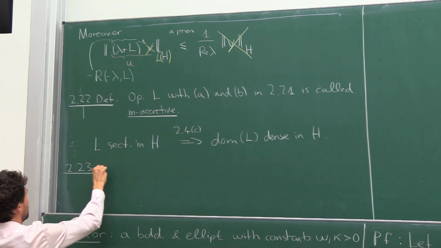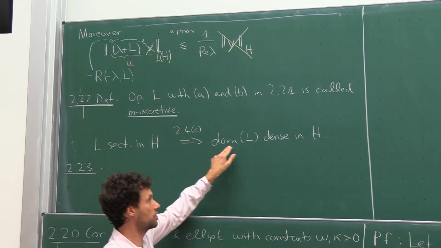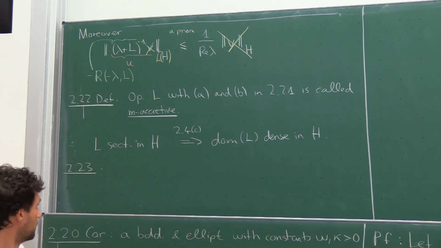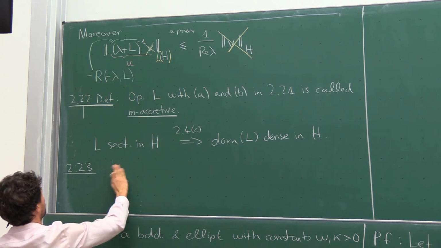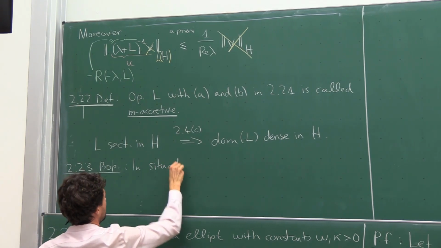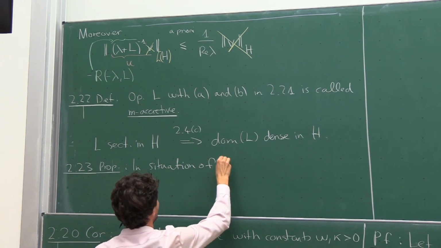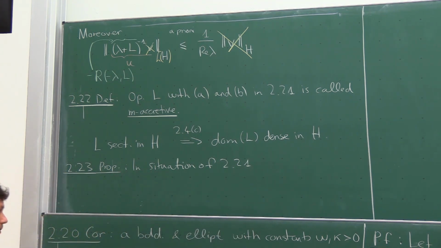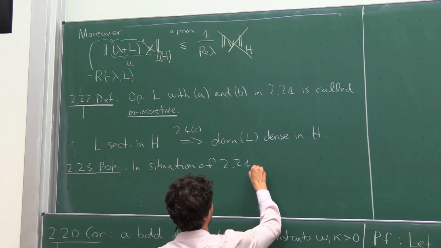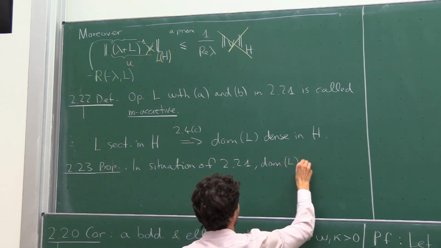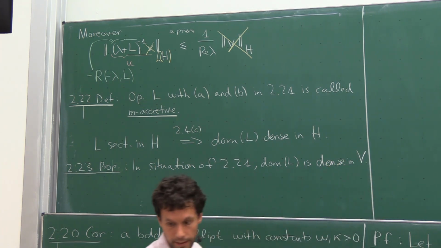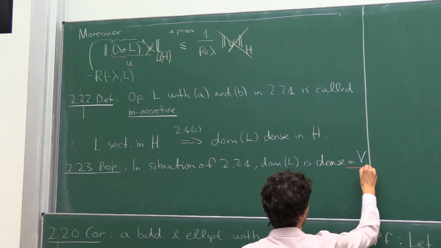We can also say that the domain of L is not just dense in H, but it is even dense in V. Okay, so this is a proposition. In a situation of 2.2.1, the generation theorem for sectorial operators of angle pi over 2, the domain of L is dense in V. Okay, and the important thing is in V, not just in H.